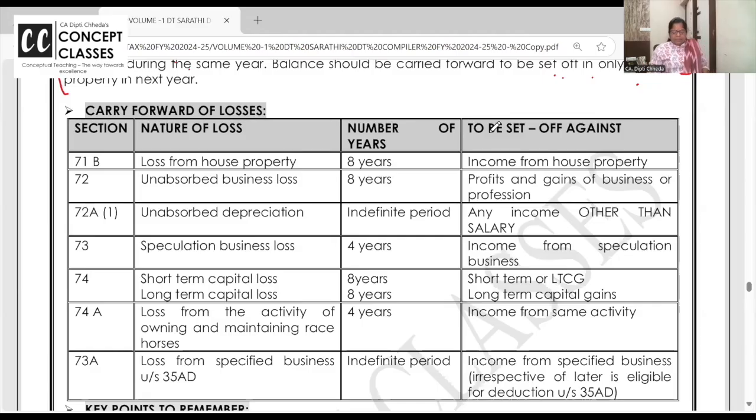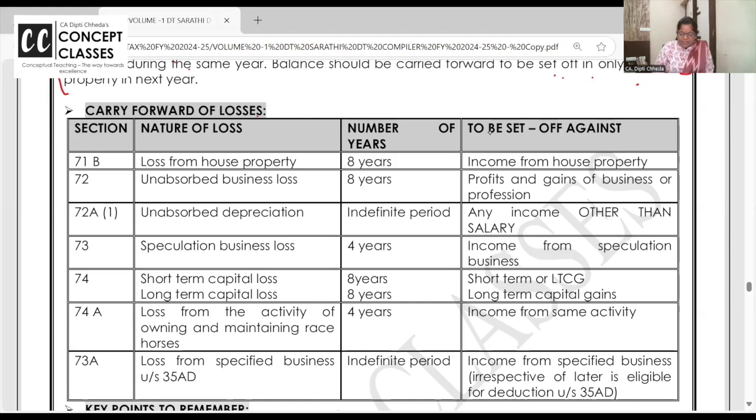Try first within the head, then interhead. If not, carry forward, but make sure you file your return on time. You want to carry forward loss and set off in the coming 4 years, 8 years, but you didn't file the return on time, your loss will lapse. You will not get the benefit of carry forward, except in one or two cases.